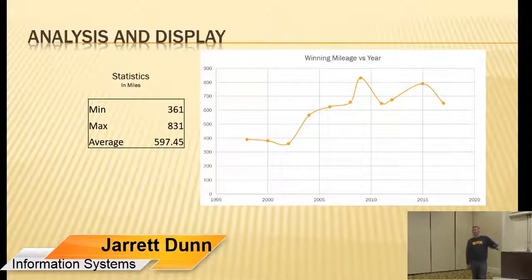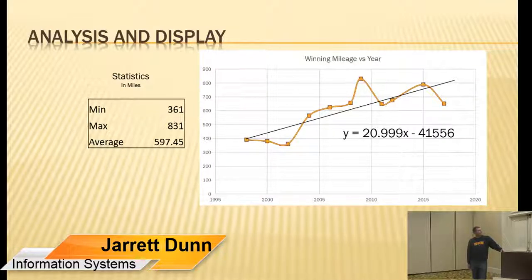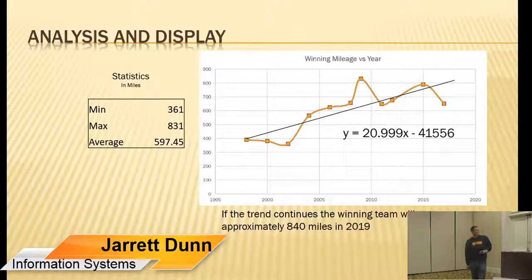But then we plotted it. As humans, we're really good at looking at visual data and plotting trends, so we can make some quick assumptions on that. It looks like it's generally trending up. So we did some math. Excel has a wonderful feature that allows you to fit a trend line, so definitely going up, and we were able to find a formula. And so then we projected out, and if that trend continues, it's going to be 840 miles to win in 2019.